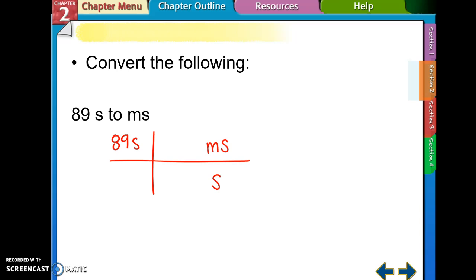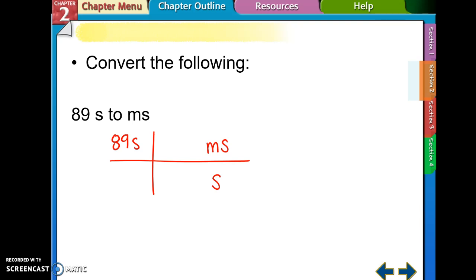So what I now do is I go look on the conversion chart. So if you go look at the conversion chart that you have, you can see that anything seconds or meters or grams or liters, that base unit is bigger than the prefix milli.